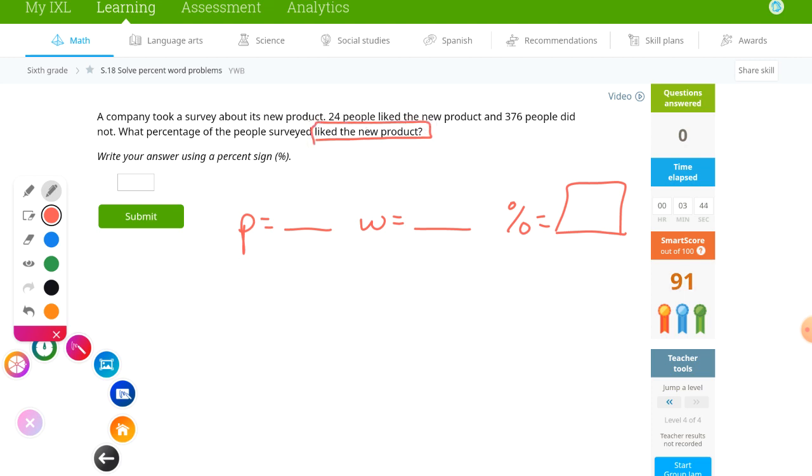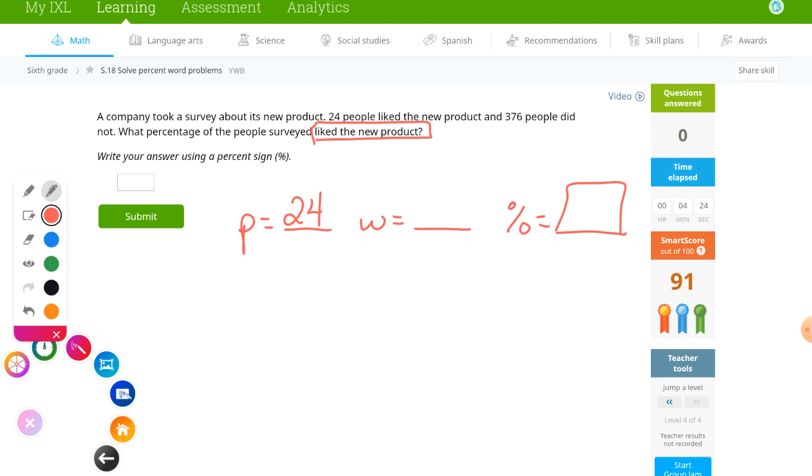What percentage of people surveyed liked the new product? So our part is the number of people that like the new product. Haley, what is our part? If I'm looking for the percentage of people who liked the new product, I need the number of people. 24 people liked the new product. So that's our part. Our whole is not 376. I'm going to read it again. A company took a survey about its new product. 24 people liked the new product. 376 people did not. Would you add that together?